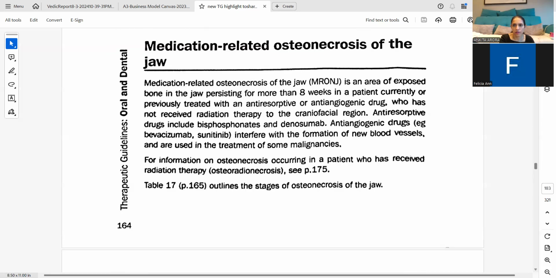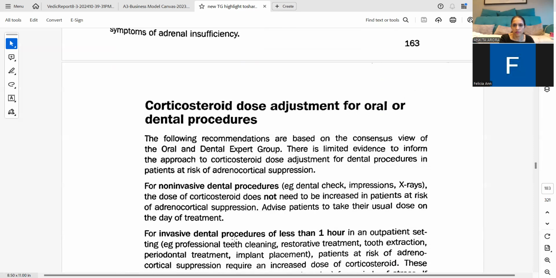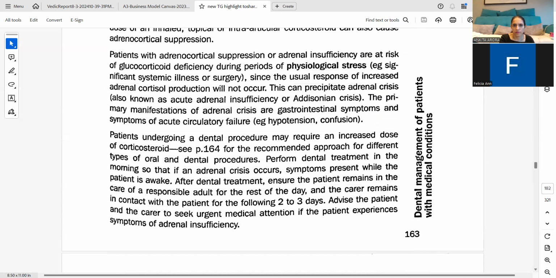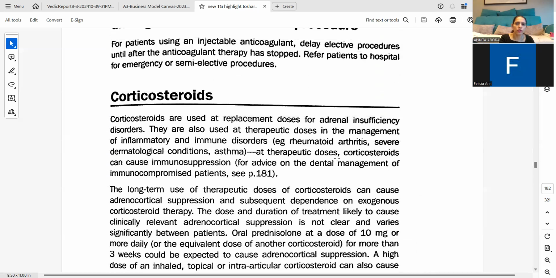Let us go back and revisit. Okay, we are here. Corticosteroids, the dose or more and more than 3 weeks. So here, this is expected to cause adrenocortical suppression, and we need to top up the corticosteroids.